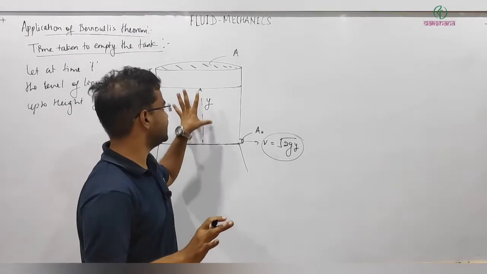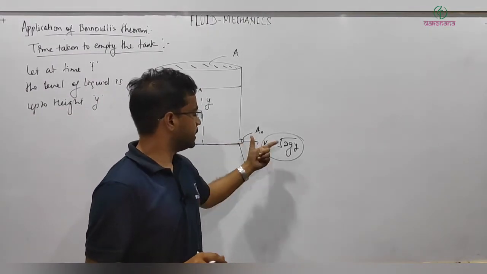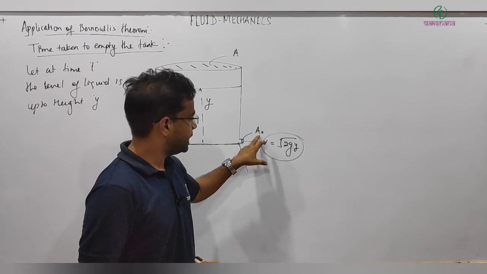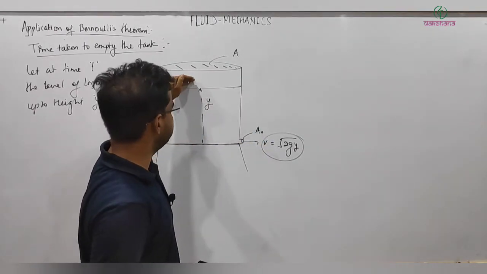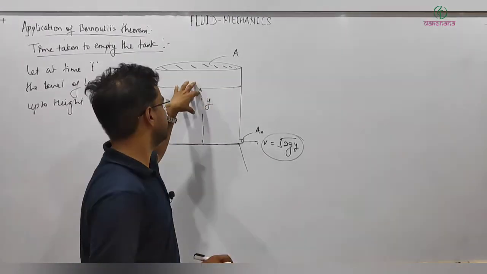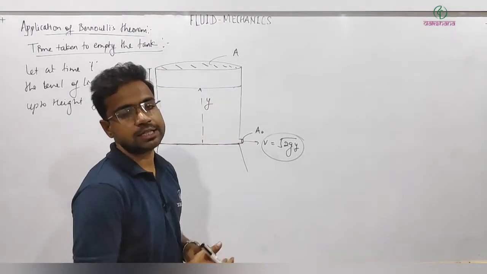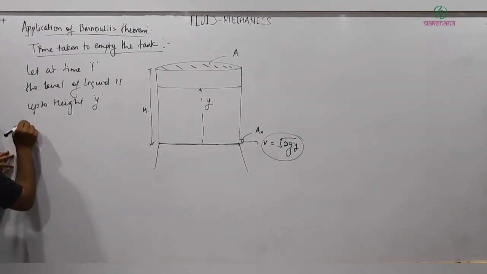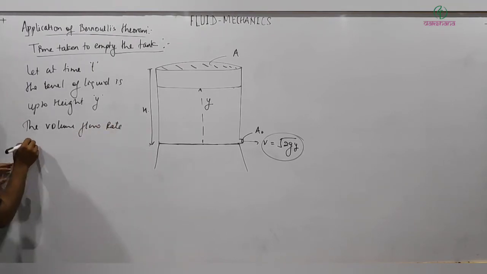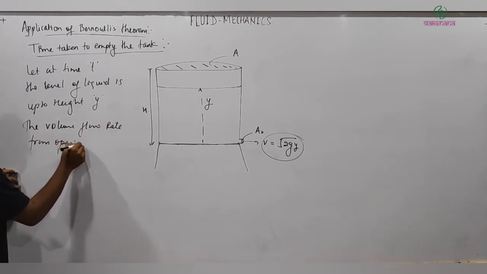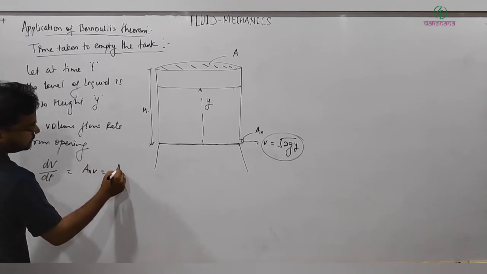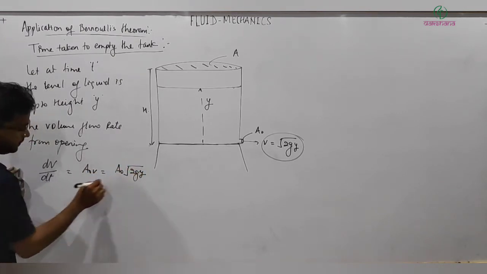The simple concept to calculate this result is the volume flow rate, the rate at which volume is flowing out, liquid is coming out. That can be written as A naught into v. So the volume flow rate from the opening can be written as dV by dt is equal to A naught into v, that is A naught under root 2gy, right?